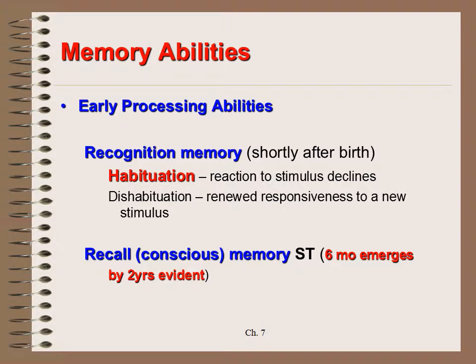Recognition memory is typically evident after birth. So an infant is able to recognize certain things. We could look at it behaviorally based on eye gaze. They habituate to a response. In other words, the reaction to a stimulus declines. So if you keep on showing the same stimulus, that response to that stimulus diminishes.